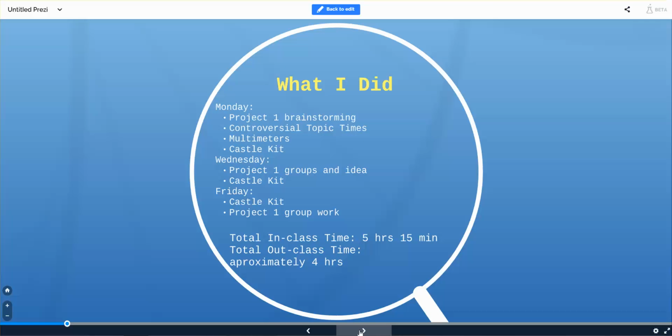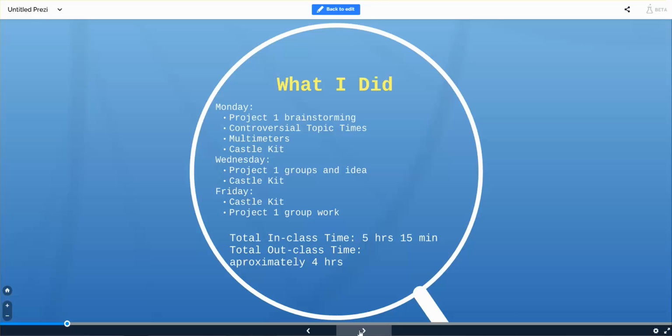What we did this week was, on Monday, we talked about the project ideas for Project 1, and we also came up with a time for starting the controversial topic for Canvas. And we learned how to use multimeters, and we used a Castle kit to better understand what series and parallel circuits are. On Wednesday, we finalized our groups and ideas for Project 1, and we used the Castle kits again for series and parallel circuits. Friday, we used the Castle kit again, and we also did some Project 1 group work.